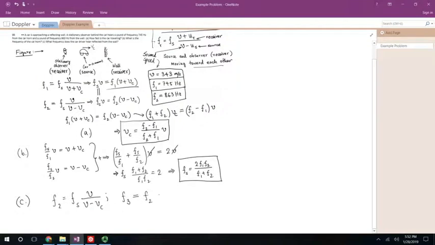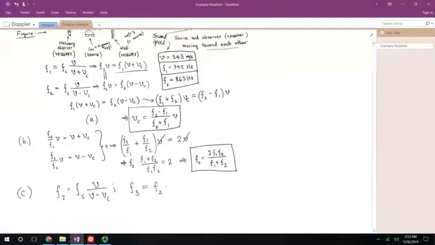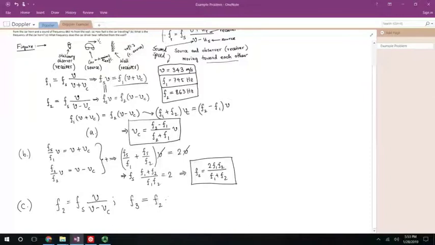So F3 equals F2 multiplied by a factor, this time where the receiver is the car and the source is the wall in part C. So if I can again go back here. For the reflected wave of part C, the wall is the source, right? So this is only for the reflected wave. For the reflected wave, the wall is now the source.